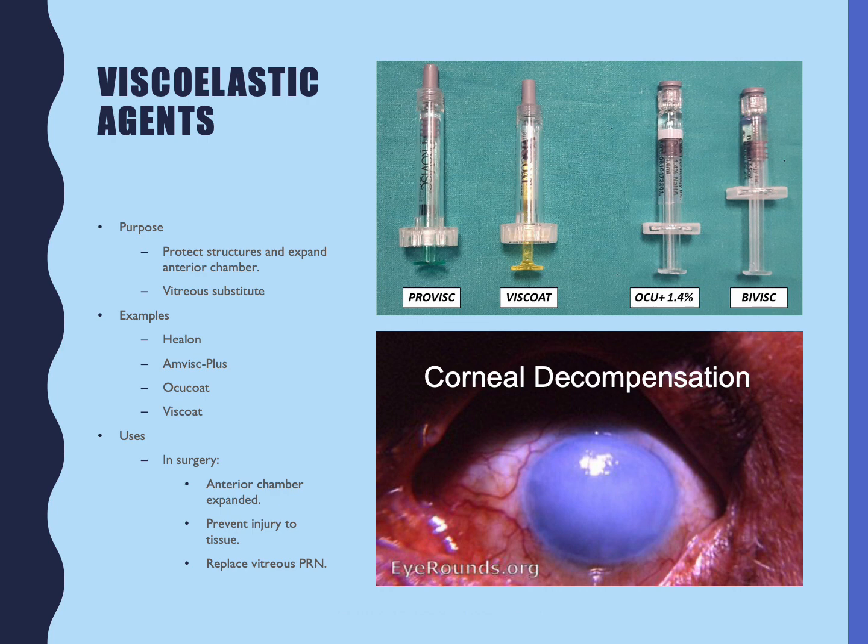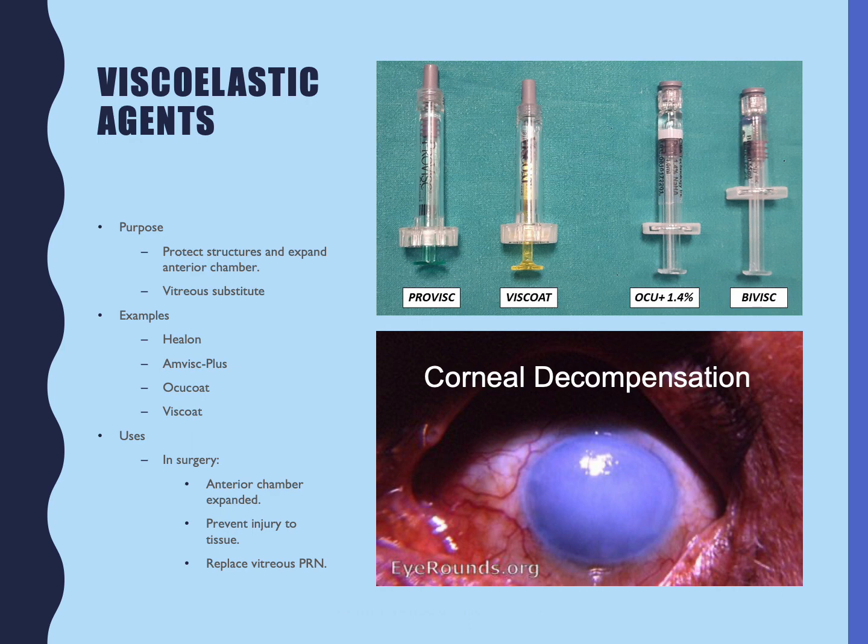So these are really thick jelly-like agents, and they're going to be injected into the anterior chamber of the eye to help keep the chamber expanded while they're doing a cataract extraction. They can also be used to replace that vitreous humor that we talked about. Remember when I said vitreous humor does not replace itself. So if we have to remove the vitreous, we can use a viscoelastic agent to replace that.